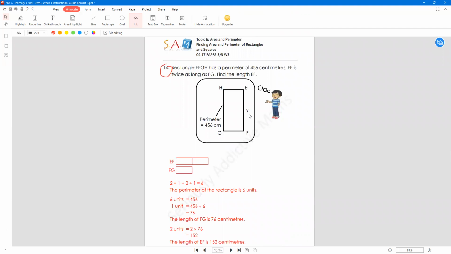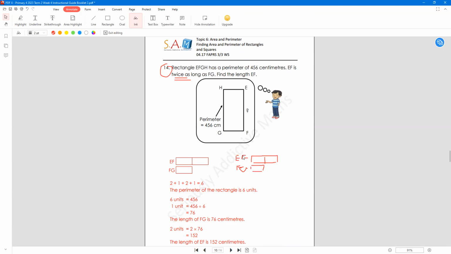I think we sort of covered this last week as well, but again, this might be a good recap for them. So this is a perimeter of 456 centimeters. EF is twice as long as GF. When they see twice as long, if you're not sure how to do it, use the unit, the bar model method. So EF would be 2 units and FG would be 1 unit.